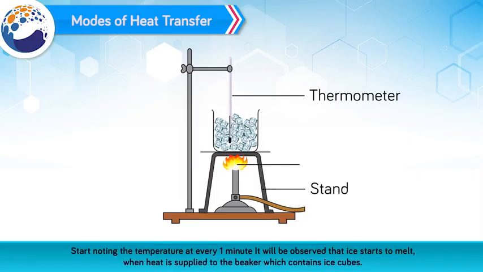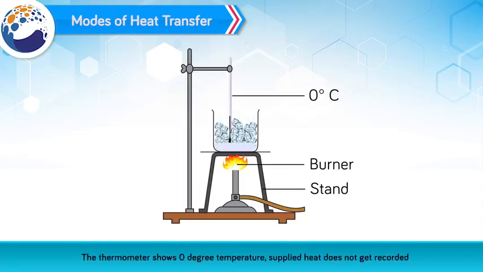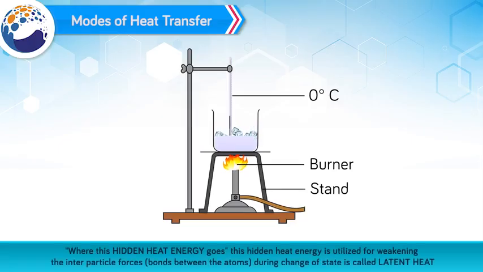It will be observed that ice starts to melt when heat is supplied to the beaker which contains ice cubes. The thermometer shows 0 degrees temperature. Supplied heat does not get recorded. But where does this hidden heat energy go? This hidden heat energy is utilized for weakening the interparticle forces or the bonds between the atoms during the change of state and is called latent heat.